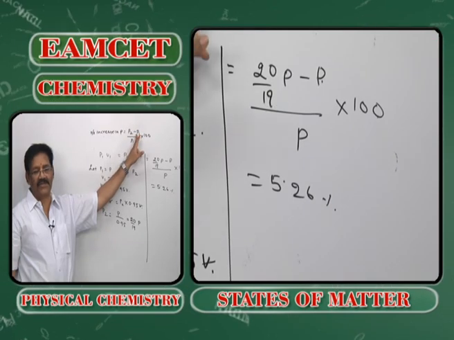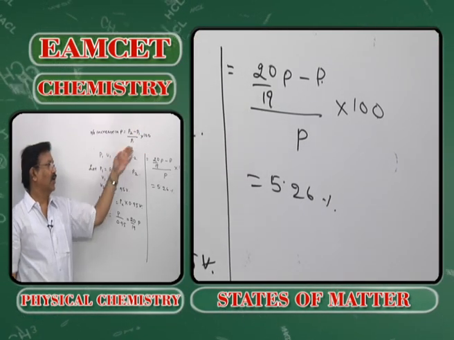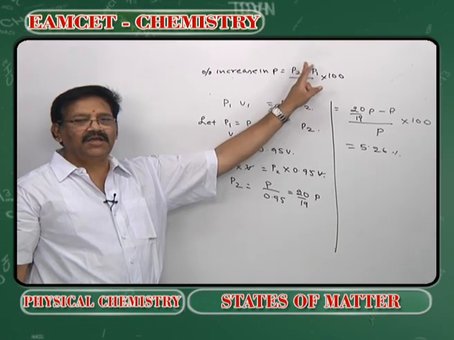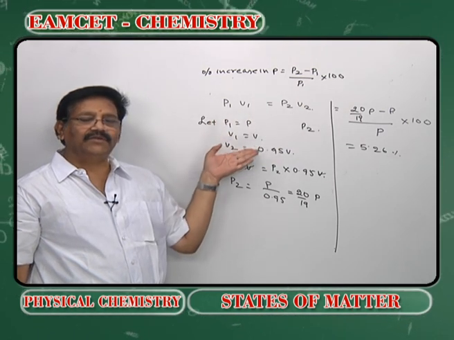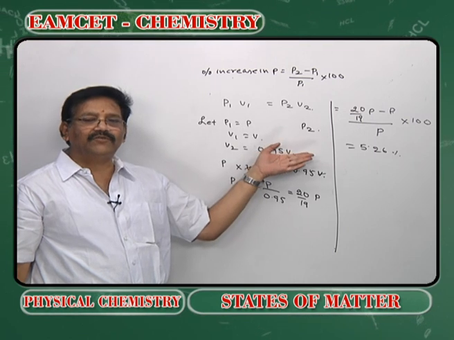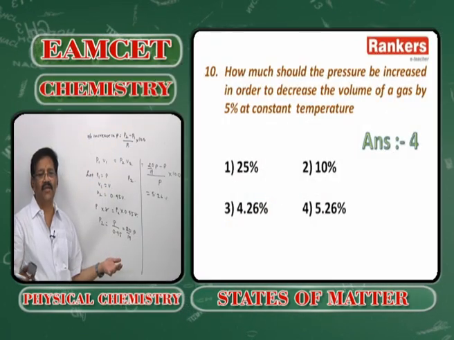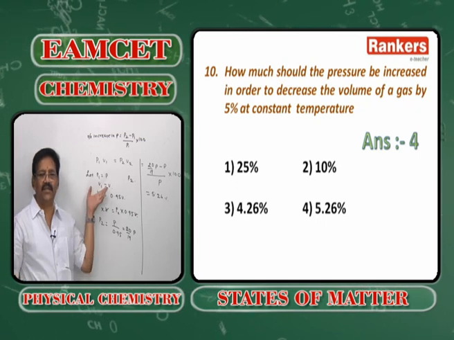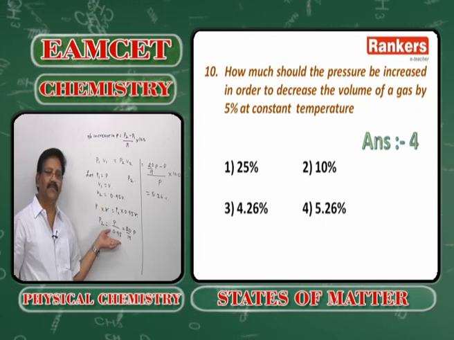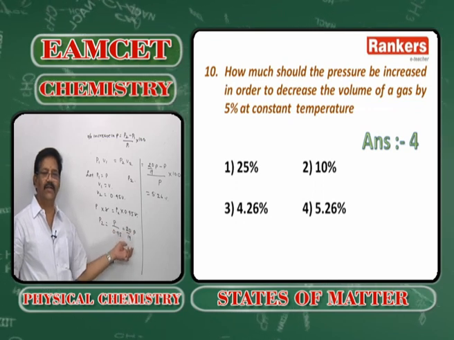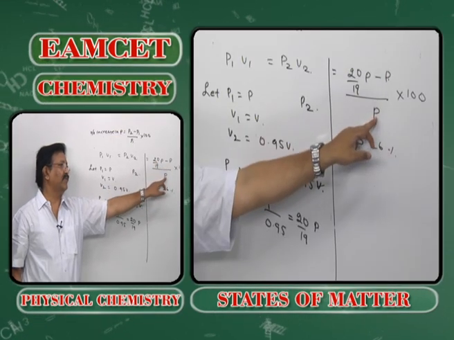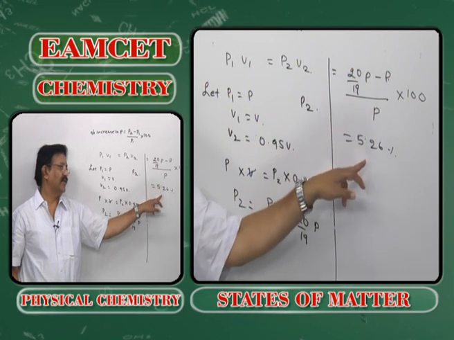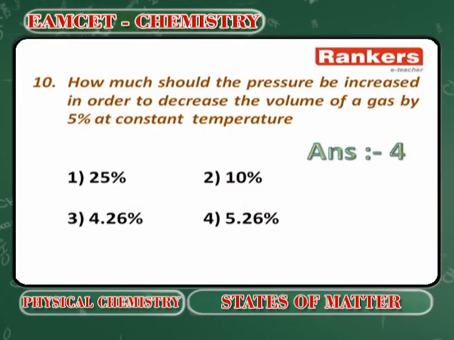Coming again, what is the question? Percentage increase in the pressure. How to calculate it? P2 minus P1 by P1 into 100. Let P1 be equal to P and V1 be equal to V. What is the V2 value? 0.95 V, because V2 is 5% less than the initial volume. So what is the P2 value? 20 by 19 P. So the increase in the pressure, P2 minus P1 by P1 into 100, comes to 5.26%. Option 4 is the answer.